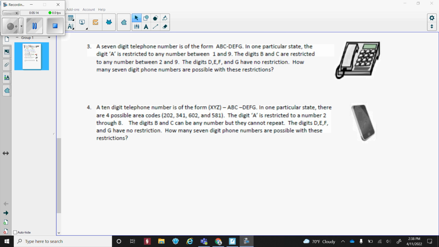If we look at question number 3, now we're looking at a phone number. So if I'm looking at ABC-DEFG, how many different possible phone numbers are there? Well, let's look at what it tells us. This tells us that A is restricted to a number between 1 and 9.